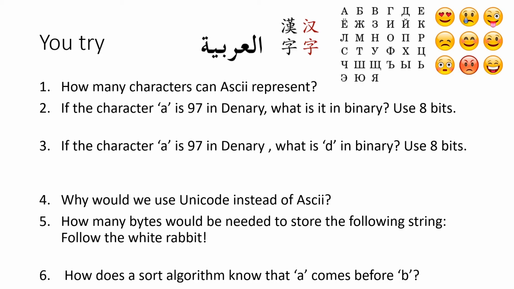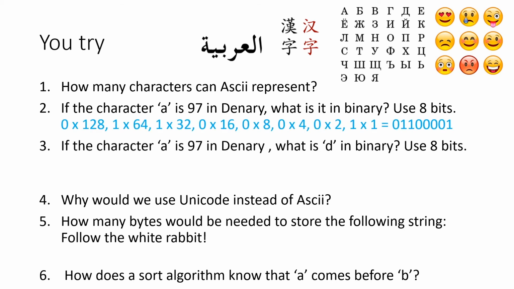97 is 8 bits, remember, so you have to start at the 128 column. There's no 128s. There's a 64, there's a 32, so add those together. That gets you 96. So that leaves you 1 left. So that means there'll be no 16s, no 8s, no 4s, no 2s, there'll be that 1. So pop that answer down, with 8 bits. Don't forget the leading 0 to get you 0, 1, 1, 0, 0, 0, 0, 1.